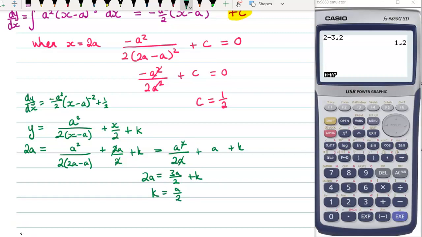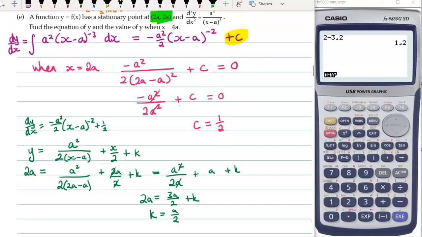It's tempting to feel like you're done. Let's go back to the question and just make sure, what do we need to actually finish with? We want to find the equation of y and the value of y when x is 4a.